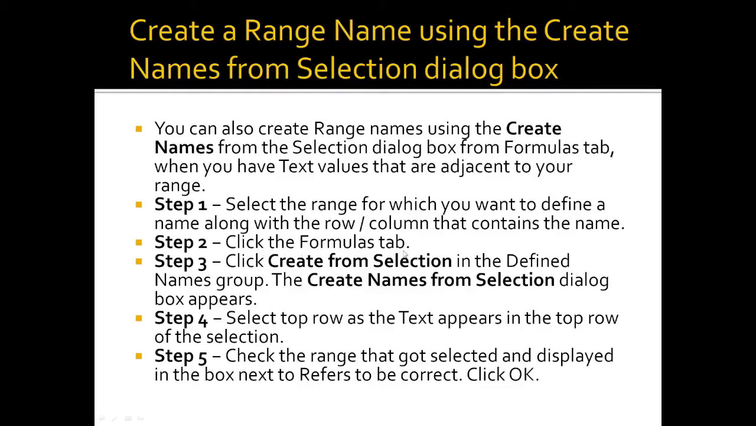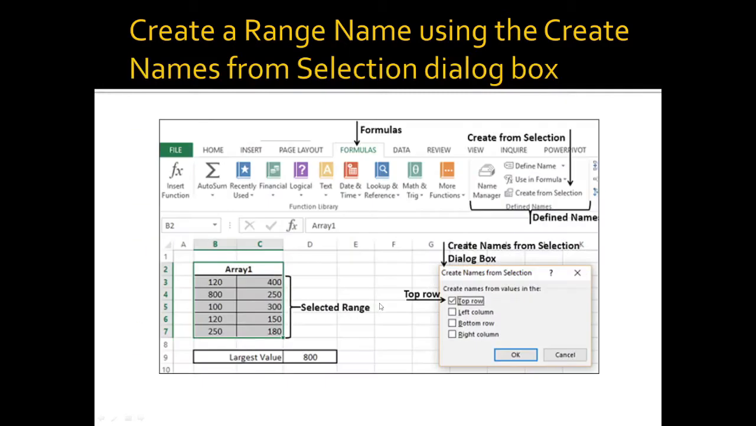Again, the row or the column that contains the name should be included in the range. Click the Formulas tab, then Create from Selection in the Define Names group. So click that one, and the Create Names from Selection dialog box appears. Then select Top row, for this example, as the text appears in the top row of the selection, because in the example in the next video, the name that we'll be using is actually at the top row. Check that the range that got selected and displayed in the box next to Refers to is correct, and then click OK. So this is the step.